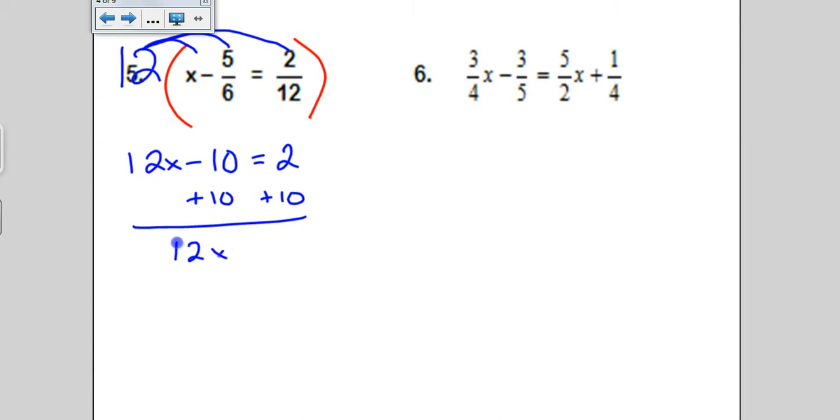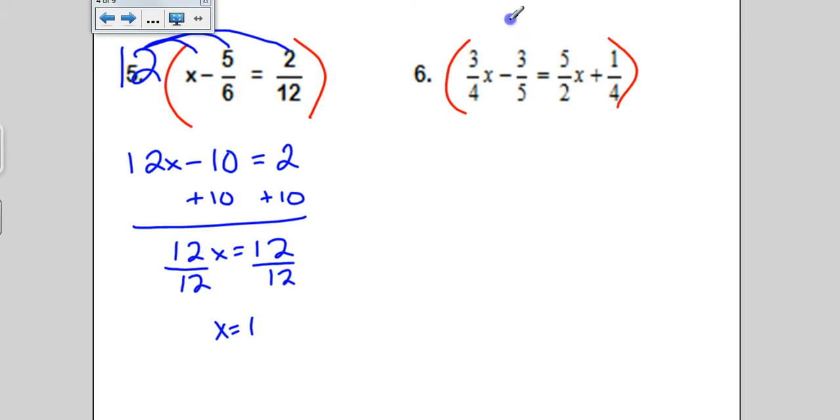And we get 12x equals 12. And when I divide by 12 on both sides, you get x equals 1. Now I'm showing a little bit more work than I expect you guys to show in the next couple weeks. As you prove to me that you know what you're doing, I'm okay if you show a little bit less work.